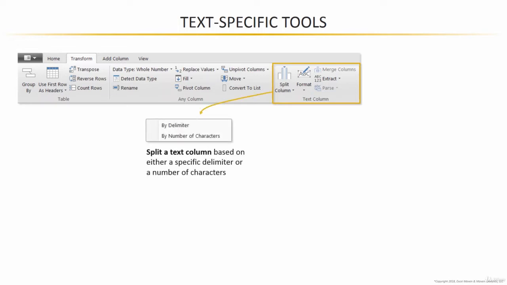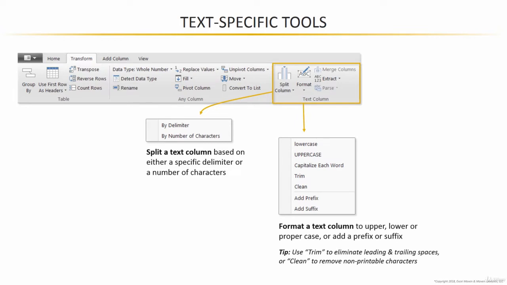For one, we can split up a column based on a specific character or delimiter, or based on a number of characters. We can format any of our text columns using basic formatting options like lowercase, uppercase, proper case, which is capitalizing the first letter of each word, or we can use tools like trim, which eliminates leading and trailing spaces, or clean, which does the same thing and also eliminates non-printable characters.